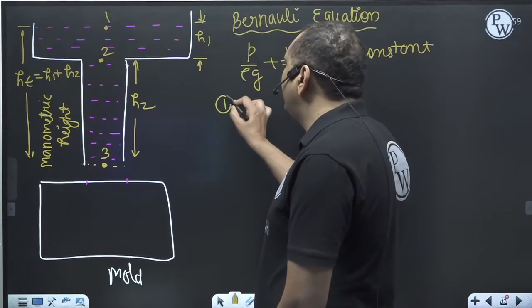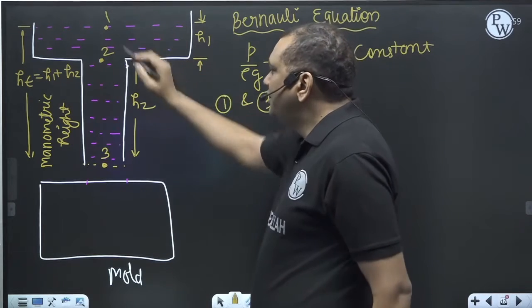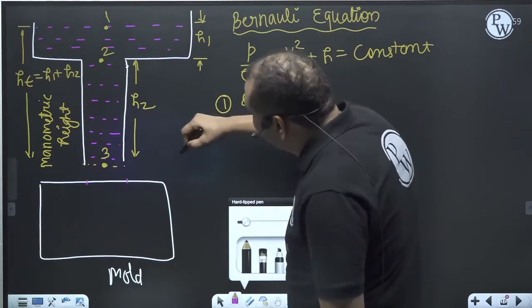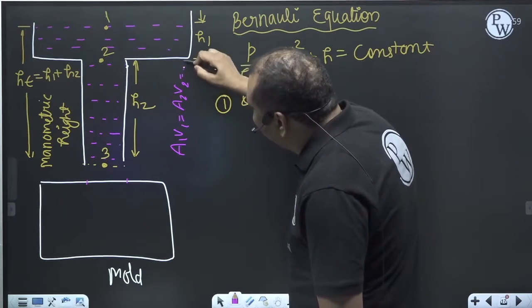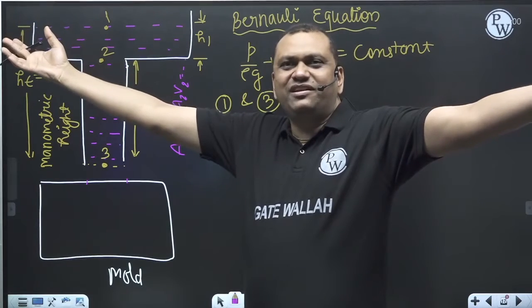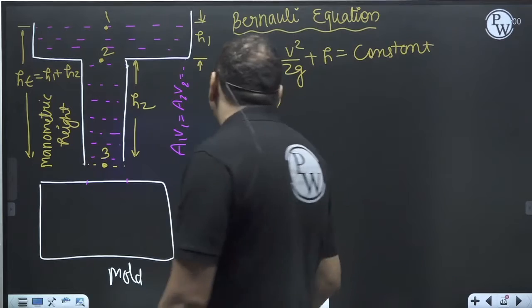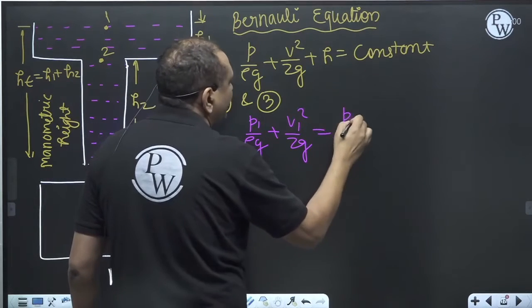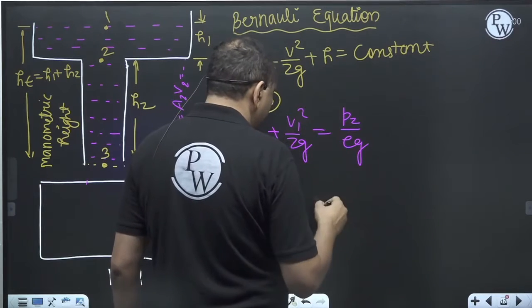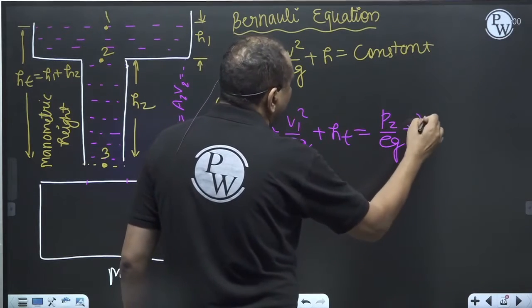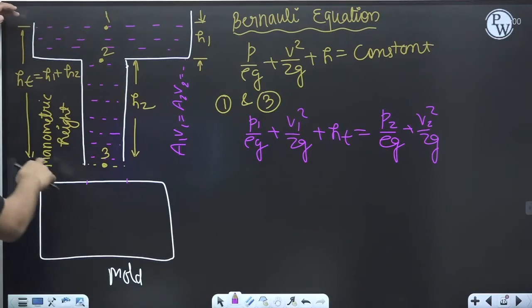Apply Bernoulli equation between 1 and 3. What my continuity equation says, A1 V1 is equals to A2 V2, correct, na? That is a continuity equation. At point 1, it's a reservoir, open to atmosphere. So P1 by rho g plus V1 square by 2g plus HT is equals to P3 by rho g plus V3 square by 2g, because HT is the manometric height between point 1 and 3. HT is also called a manometric height, okay, na?